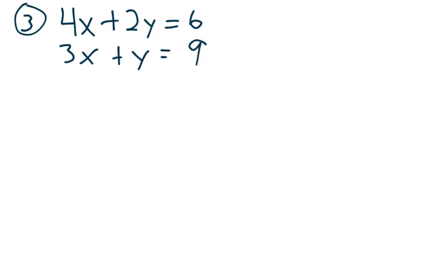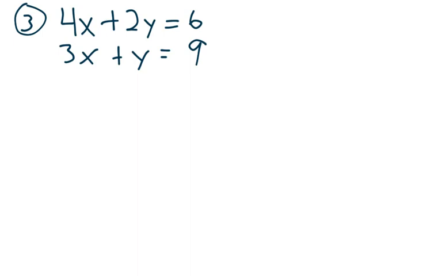Okay, so number 3, 4x plus 2y equals 6, and 3x plus y equals 9. Now at this point, pause the video, try it on your own. If you get stuck, play the video, and I will keep talking it through. Alright, so hopefully you got this one right. Let's see if our work matches up here.